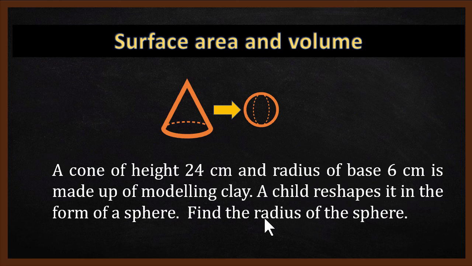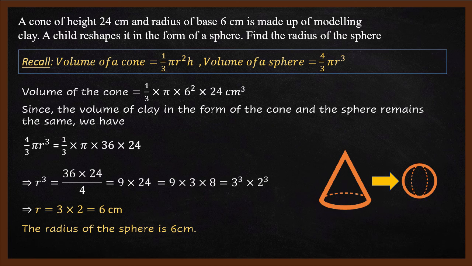The question says find the radius of the sphere. So we need to find the radius of the sphere. So this is a volume problem. As you may expect, the amount of clay doesn't change when you go from cone to sphere. So we'll use the volume formula of the cone and the sphere to find the radius of the sphere. The entire steps are here. The answer is 6 centimeter. We'll go through each one of them and see how to get the answer.